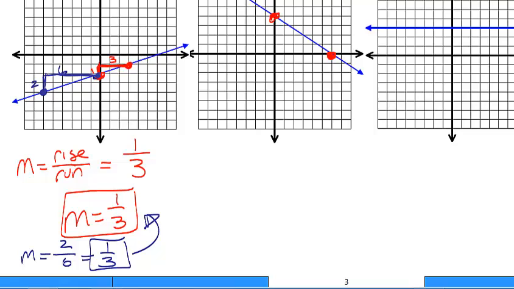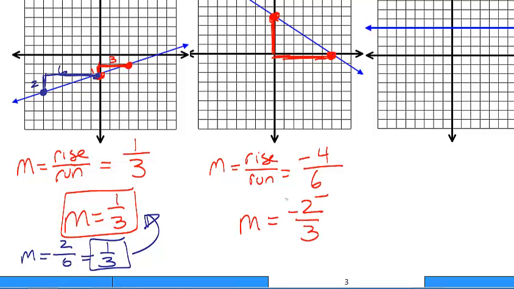So I want to rise some and I want to run some. Okay, so how far am I rising? Well, if I start from my actual point, I'm going down 1, 2, 3, 4. If I'm rising down 4, how would you write down 4 for your rise? Well, it would be -4. If you're running 1, 2, 3, 4, 5, 6, when I reduce that, that gets me -2/3. Again, if I pick 2 other points, it will still reduce to -2/3.